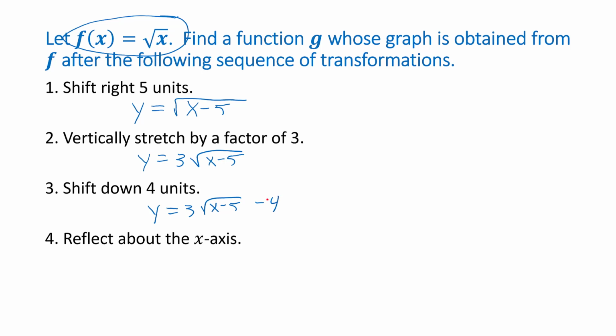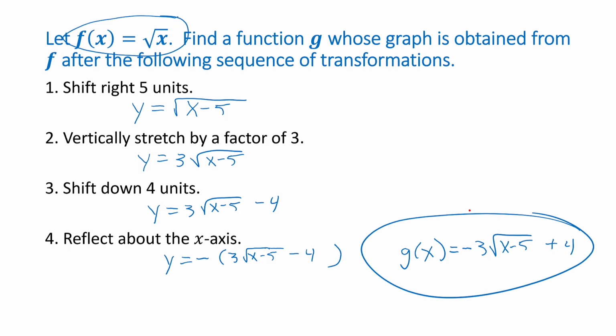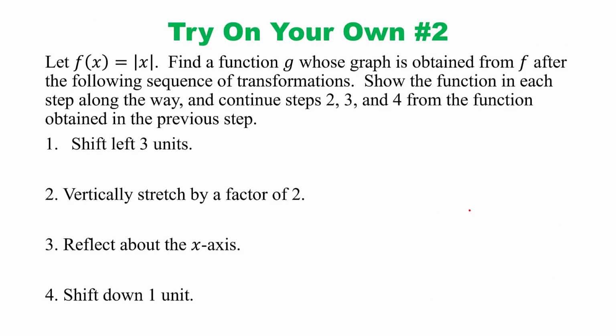And our last step here is to reflect about the x-axis. So we're reflecting our entire function about the x-axis. I'm going to put a negative in front of some parentheses that enclose 3 square root of x minus 5 minus 4. When I distribute that negative through, I'll have my resulting function g of x that we're looking for. G of x is going to equal negative 3 square root of x minus 5 plus 4. And we have it. And that leads us to the final try on your own, number 2 here.